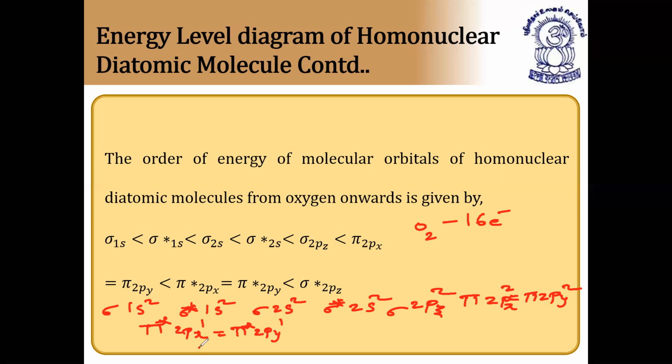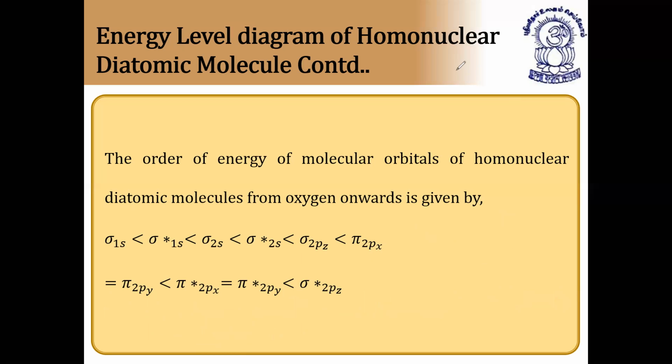So in this way, this is the configuration of pi star 2px1, pi star 2py1. This is the molecular orbital configuration of the oxygen molecule. So this is clear, I hope. This is very, very important. Molecular orbital configurations are very important. They will definitely ask one question in competitive exams.